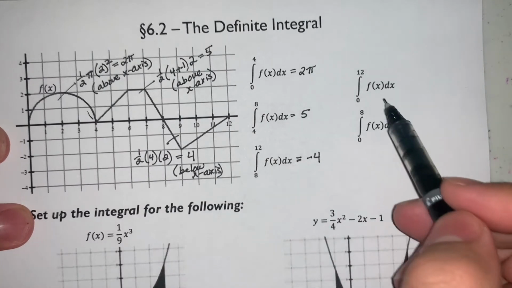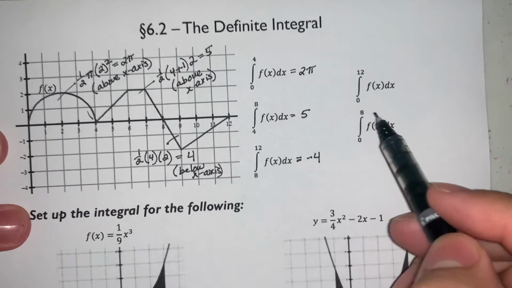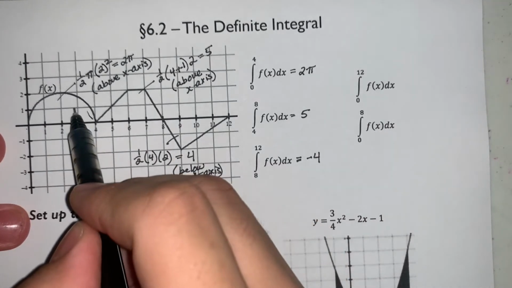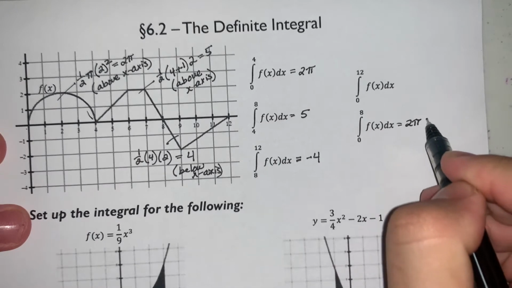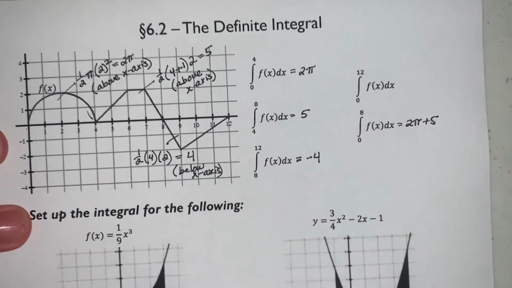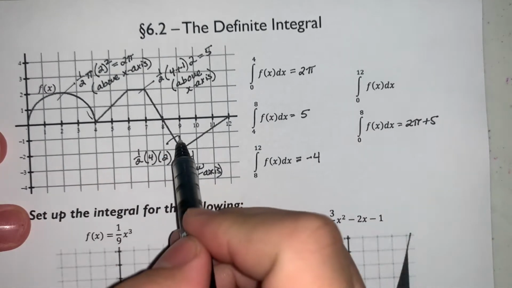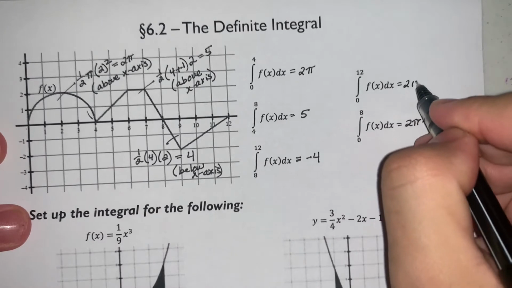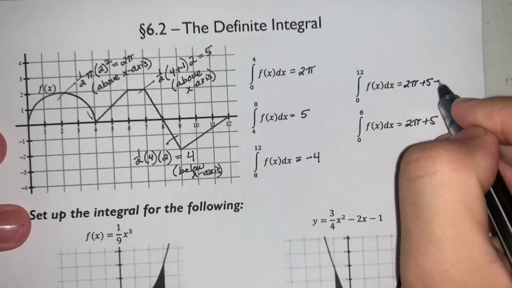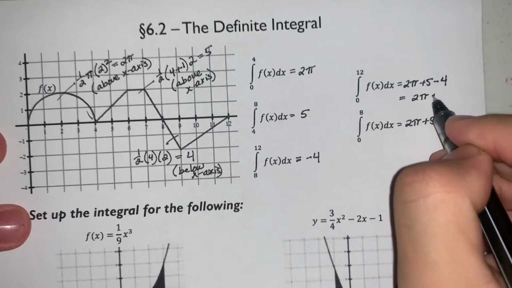And then over here, if I wanted to know, I'll start with this one, from 0 to 8, the area from 0 to 8, I'm going to just add those two areas up. So it's going to be 2 pi plus 5. And then from 0 to 12, again, I have to add all of those areas, but I'm going to subtract that area below the x-axis. So that's equal to 2 pi plus 5 minus 4, which is equal to 2 pi plus 1.